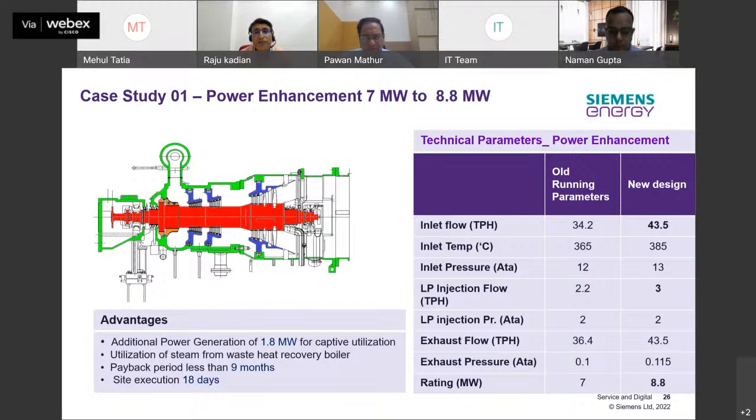We did basically a complete flow path, complete TG train replacement for that customer. The complete site execution took only 18 days, and the payback period for the customer is only 9 months, and he gained 1.8 megawatt with that extra steam.